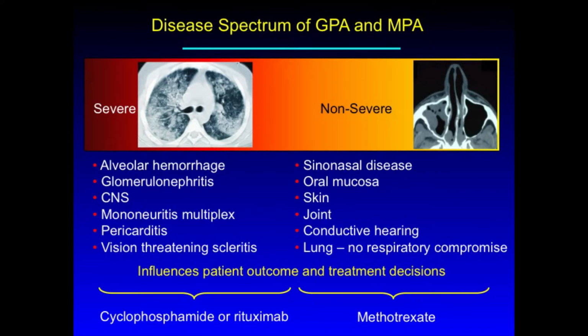This work also allowed us to appreciate better the spectrum of disease that can occur in GPA and MPA, ranging not only from the severe manifestations, but also manifestations that, while they require treatment, are on the less severe end of the spectrum. This influences not only patient outcome, but opportunities for treatment decision, whereby methotrexate can be used for the treatment of non-severe disease.